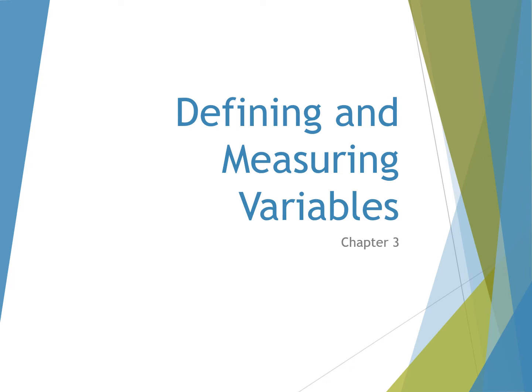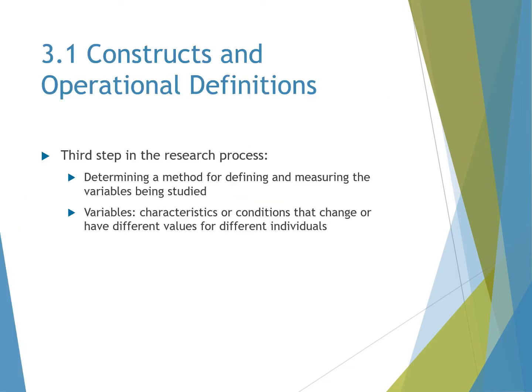So this lecture is going to talk about the first half of chapter 3, and really we're going to talk mostly about defining and also how we measure variables. So in social sciences, often the things we study are hard to define. They're things that are not objectively measurable, and so we have to think carefully about how we measure them and why we measure them in that way.